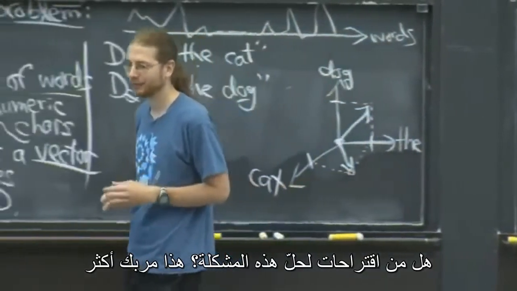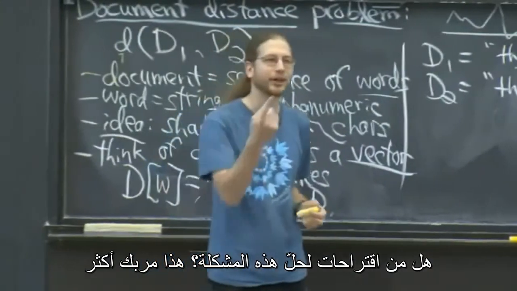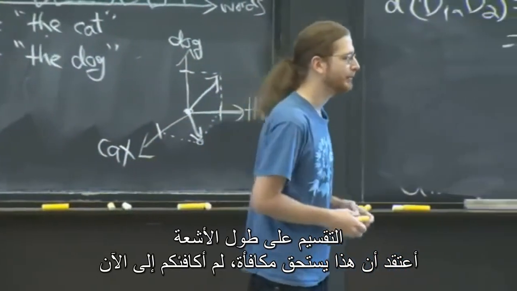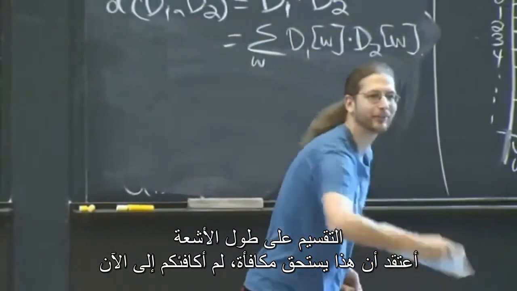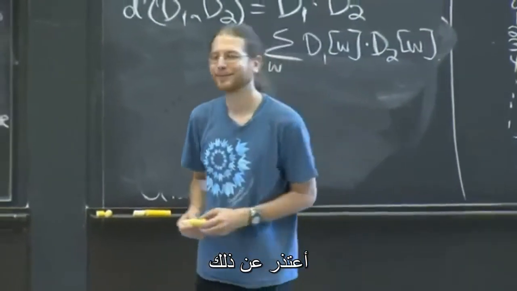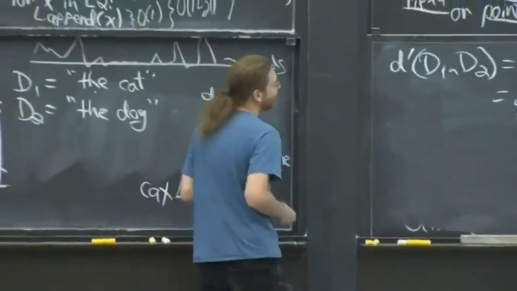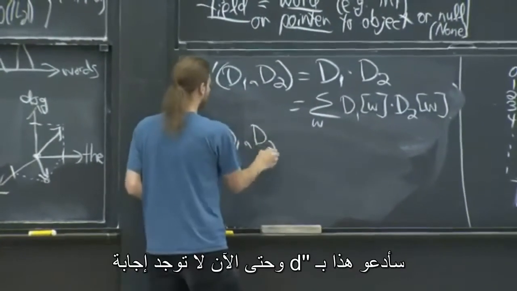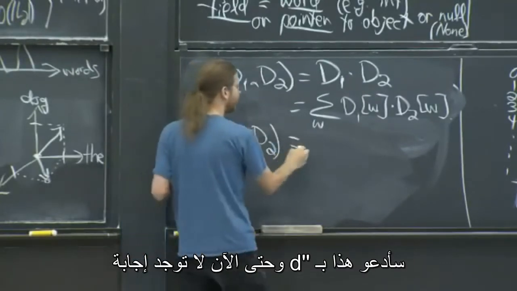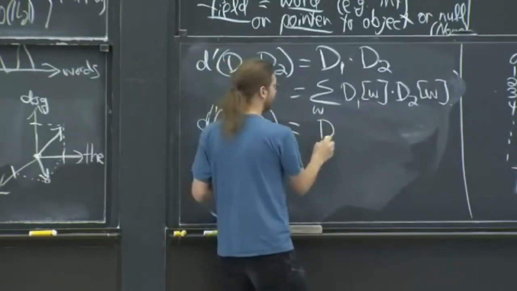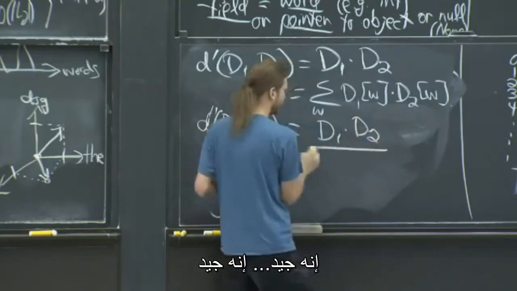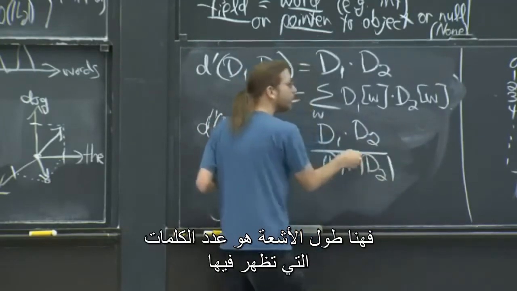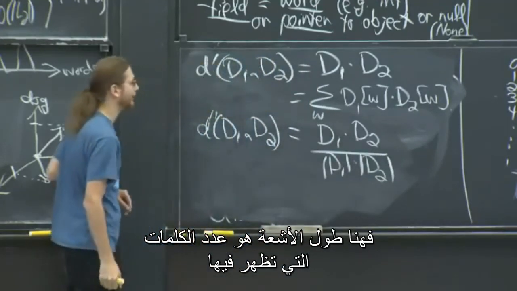Any suggestions for how to fix this? This, I think, is a little trickier. Yeah? Divide by the length of the vectors. I think that's worth a pillow. I haven't done any pillows yet. Sorry about that. So divide by the length of the vectors. Good. I'm going to call this d double prime. Still not quite the right answer. Or not. Well, it's pretty good. So here the length of the vectors is the number of words that occur in them.